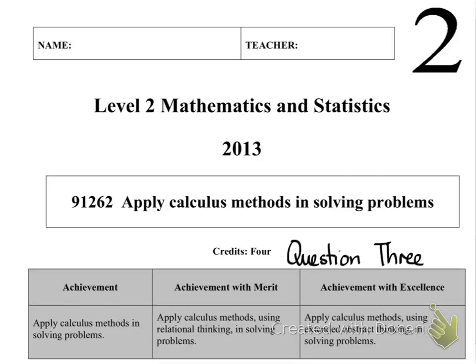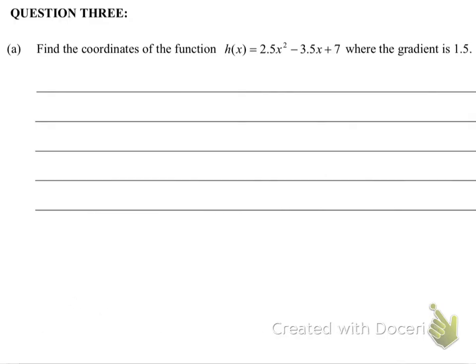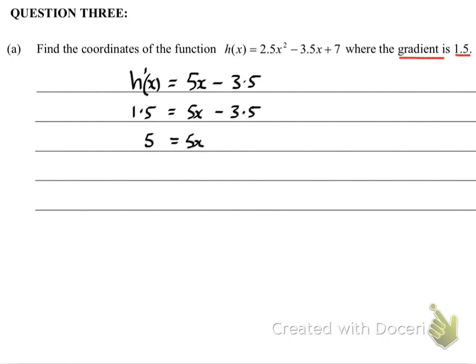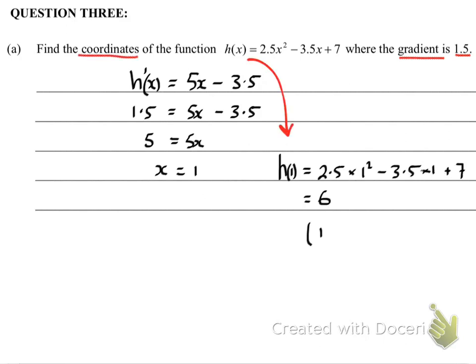Question 3. Here we want the coordinates of the function. The gradient is a key word, so we want to differentiate it. Multiply by the power, reduce the power by 1. It's the gradient that is 1.5, not x, so replace the gradient with 1.5 and solve for x. X equals 1. We're asked for the coordinates of the function, so put 1 into the equation to find out what the coordinates are.